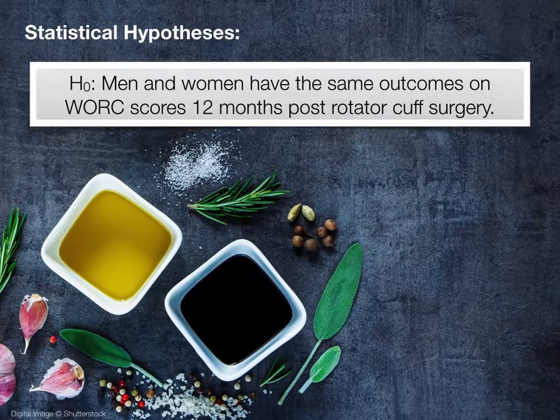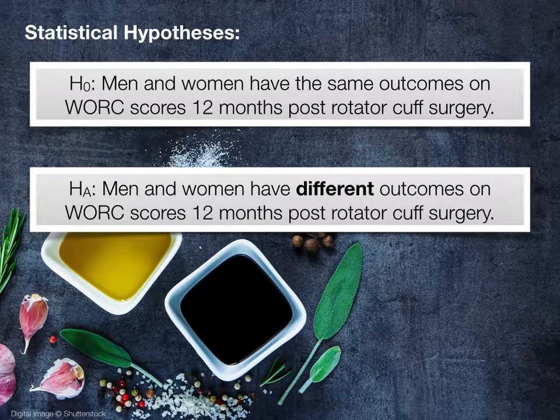We want to know if men and women have different outcome scores for rotator cuff surgery at 12 months. So we construct a null and alternate hypothesis. Our null is that men and women have the same outcomes on work scores 12 months post-rotator cuff surgery. The alternate is that men and women have different outcomes on work scores at 12 months post-rotator cuff surgery.